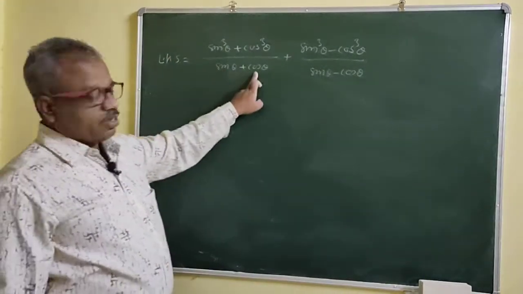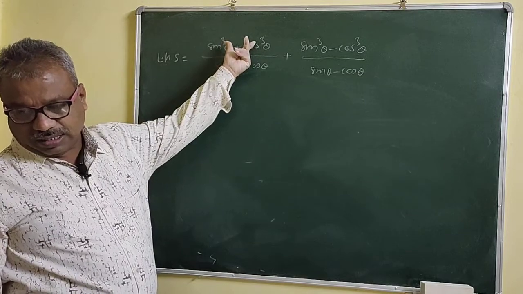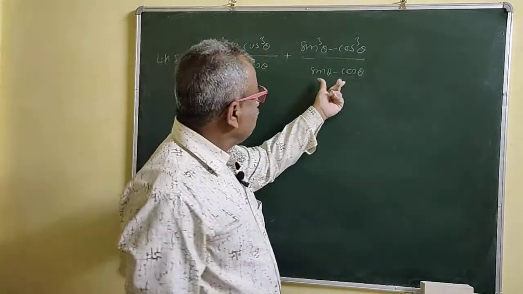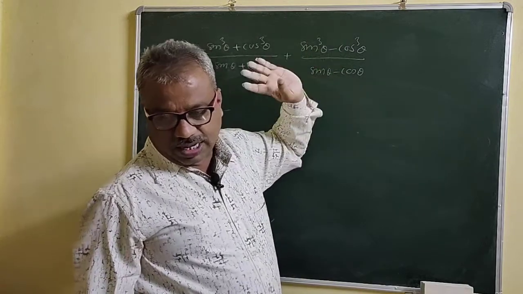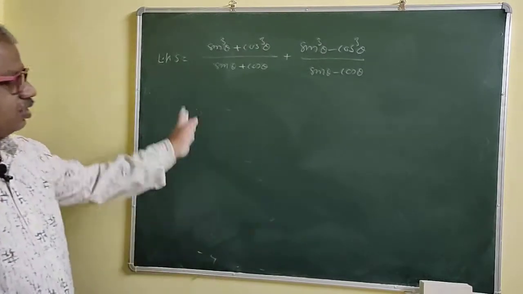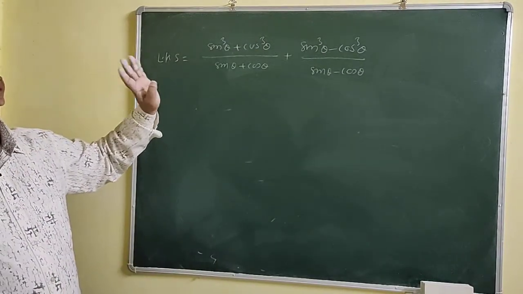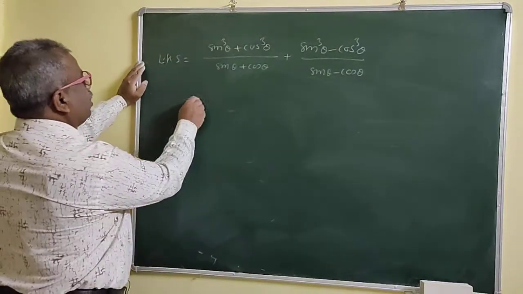See here, sin theta plus cos theta, and this is a cube plus b cube. It is better to factorize this one. Here also sin theta minus cos theta, and this is a cube minus b cube. Factorize this one. Your denominator gets cancelled. See what happened in the numerator, that we will discuss later on. So at least your denominator gets cancelled. Okay, so factorize the numerator.